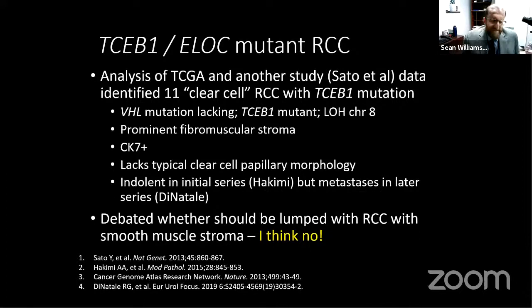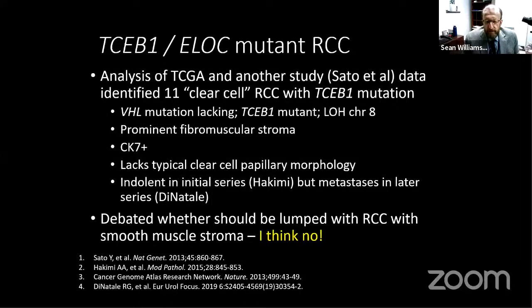Something that seems slightly related to this concept of renal cell carcinoma with leiomyomatous or fibromyomatous stroma is renal cell carcinoma with mutation of the TCEB1 gene or ELOC gene. A few years ago, a group primarily from Memorial Sloan Kettering Cancer Center looked at the Cancer Genome Atlas and another large cohort of sequencing data from a Japanese group of clear cell renal cell carcinomas, and they found 11 tumors that looked like clear cell tumors, yet which had TCEB1 gene mutation instead of VHL gene mutation. And rather than having loss of chromosome 3 where the VHL gene is located, they had loss of heterozygosity for chromosome 8 where the TCEB1 gene is located.